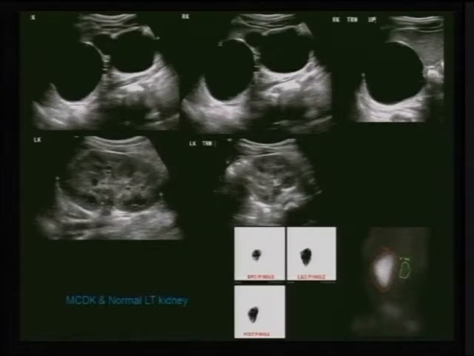You'll find a big kidney with multiple cysts. The cysts have different sizes, and there is absence of normal renal parenchyma. The other kidney is a normal kidney here. The left kidney has normal parenchyma. If you look at the nuclear scan, you see that there is no function in that right kidney.